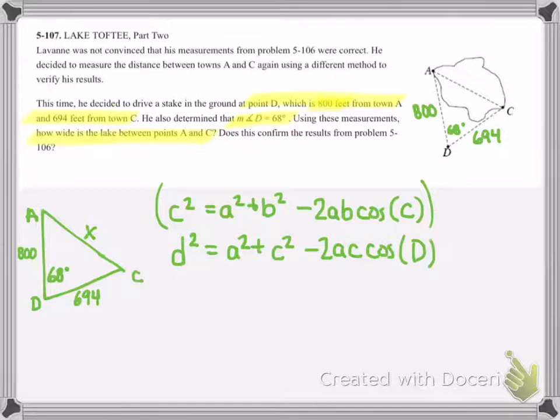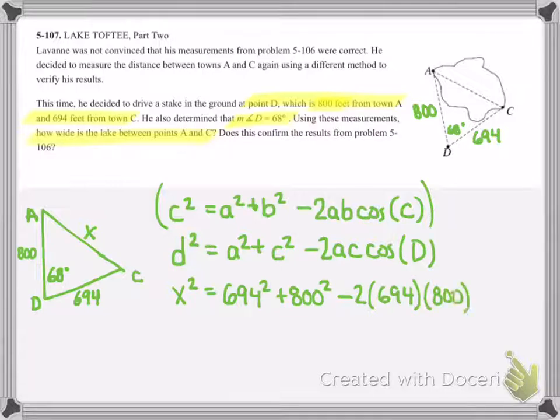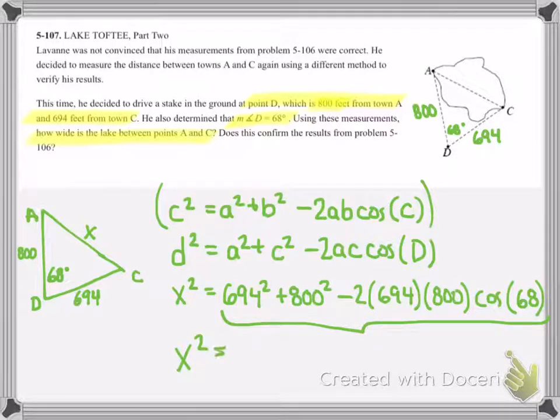So D, the side length, is the value that we don't know. So I'm just going to put in my X. You could also leave it as D squared. We know side length A, it's opposite angle A, so that's the 694. We know C, it's 800. And then here, minus 2A, so that's our 694 again. C, that's our 800. And angle D, we also know, cosine of 68. Now this formula looks really complex, but the good news here is we know all of these values. So we can actually type all of those into the calculator and get x squared right away.